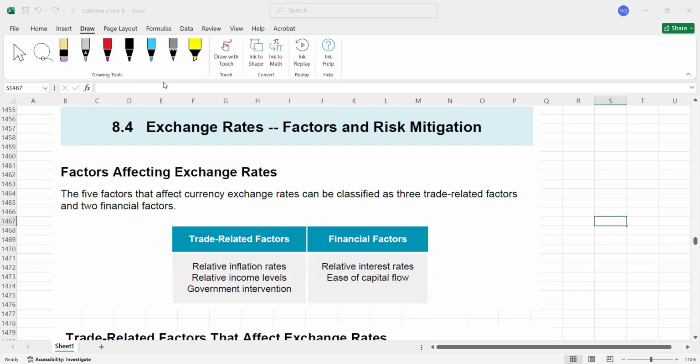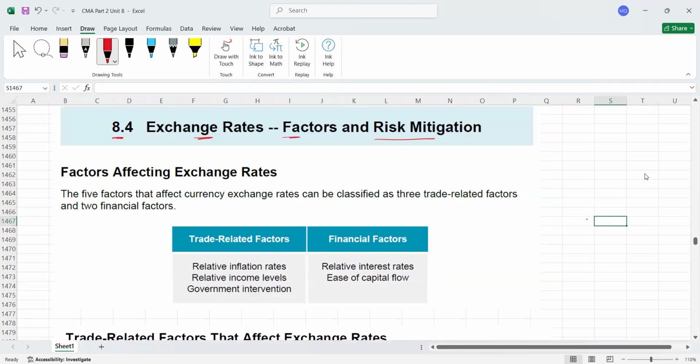Today we are going to discuss topic number 8.4. This topic is from the corporate finance section and it is relevant to exchange rates. We are going to continue with exchange rates. Today we are discussing exchange rates, factors and risk mitigation.